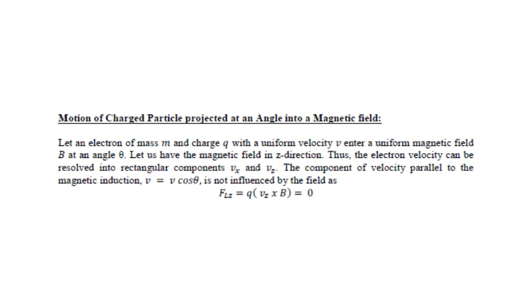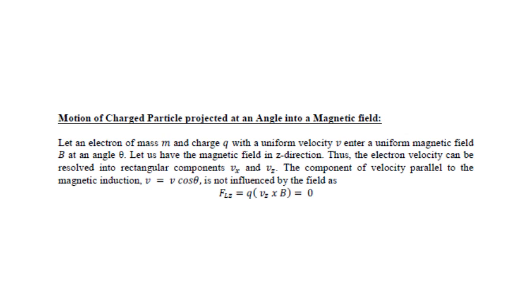Motion of a charged particle projected at any angle into the magnetic field. Suppose an electron of mass m and charge q enters a uniform magnetic field with velocity v at some angle. Initially we discussed 90 degrees. Now I am saying some angle. It is a more general formula.